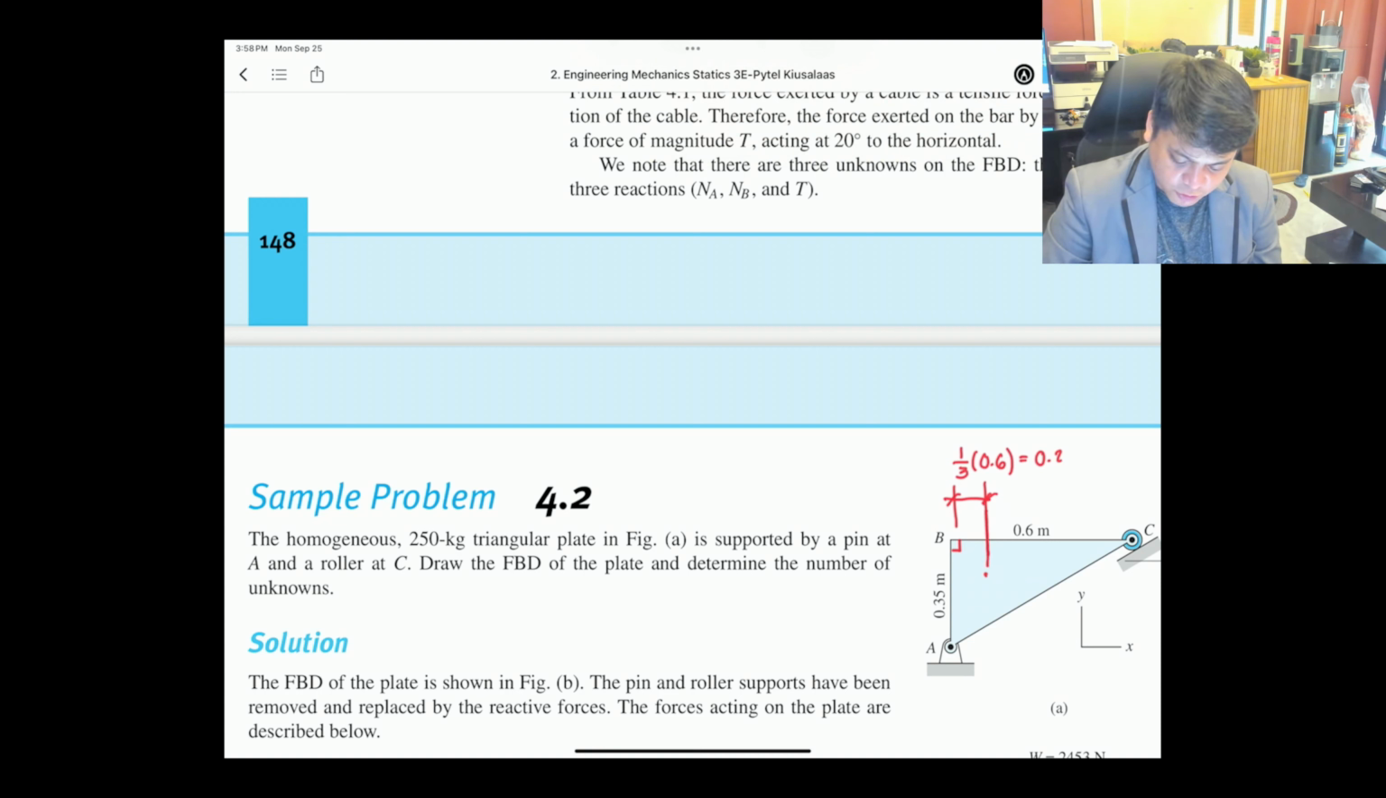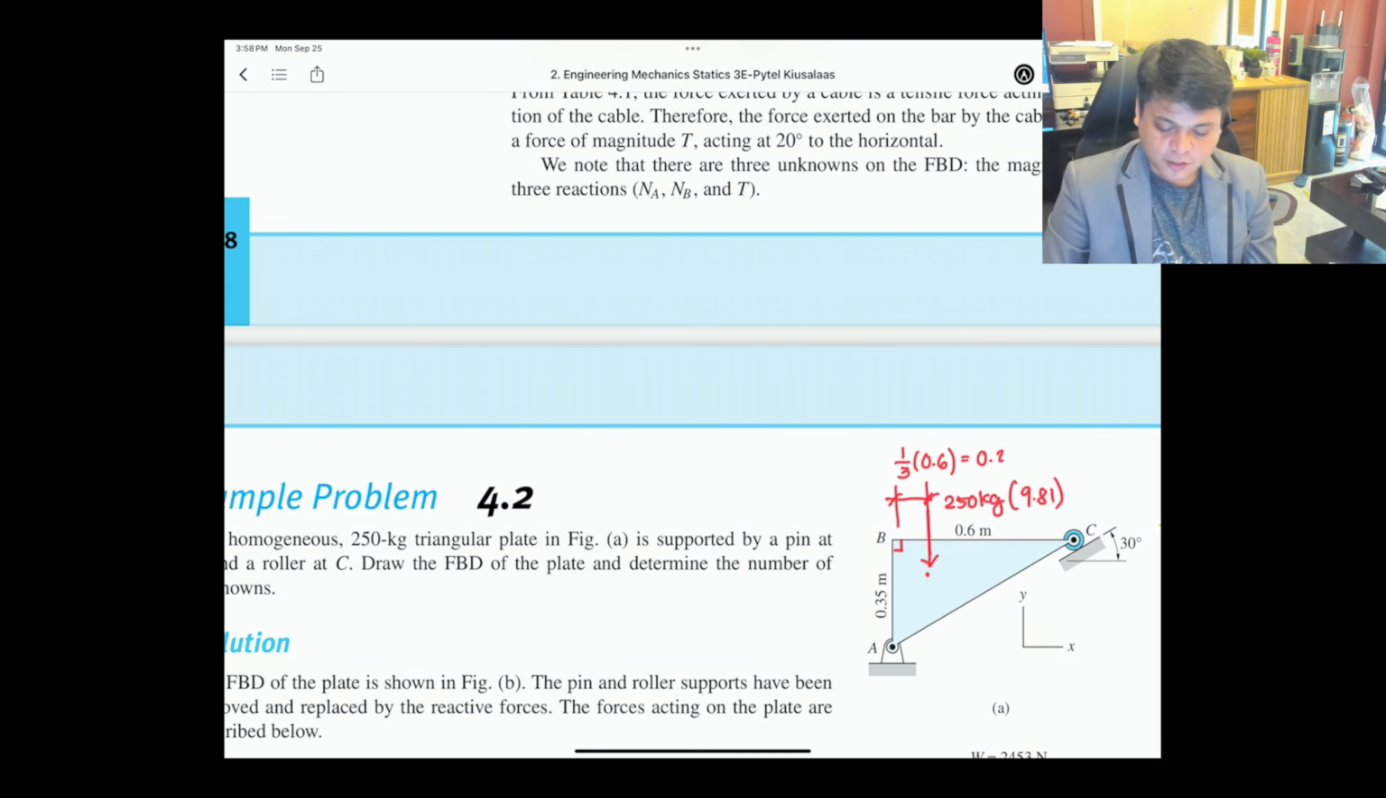So, again, ang load mo doon is meron kang weight. So, ang weight mo is 250 kilogram. But you have to multiply it by 9.81. Okay? So that it will become force. Next. So, tanggalin natin yung reactions. So, pag tanggalin natin yung supports, palitan natin ng reaction.